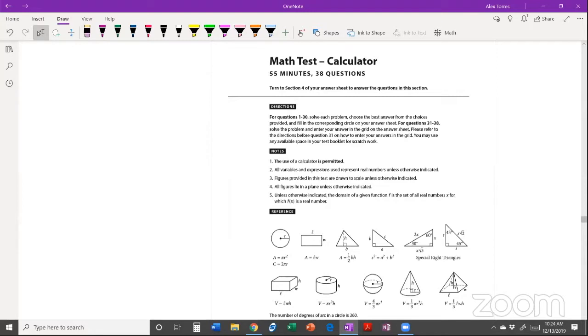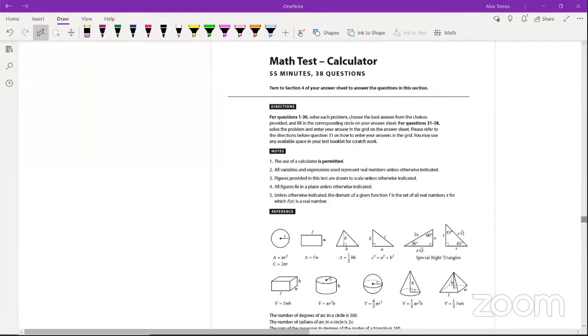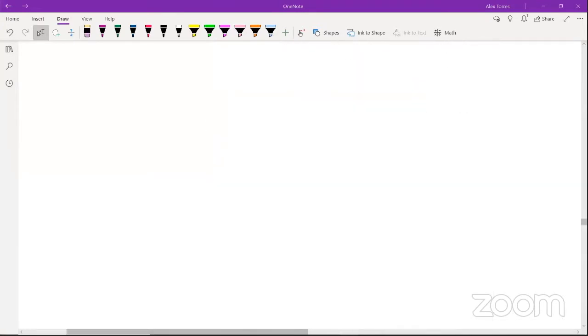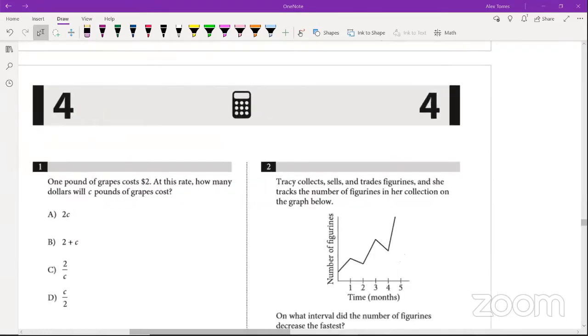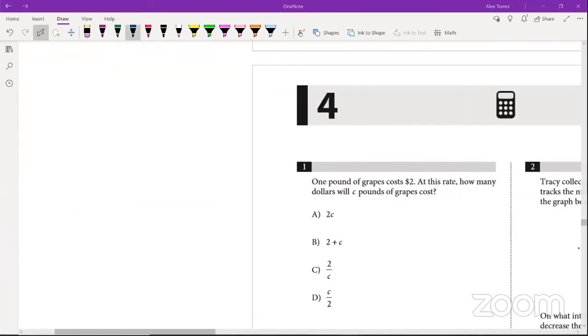Let's go ahead and get started. So question number 1 says, 1 pound of grapes cost $2. How many dollars will C pounds of grapes cost?